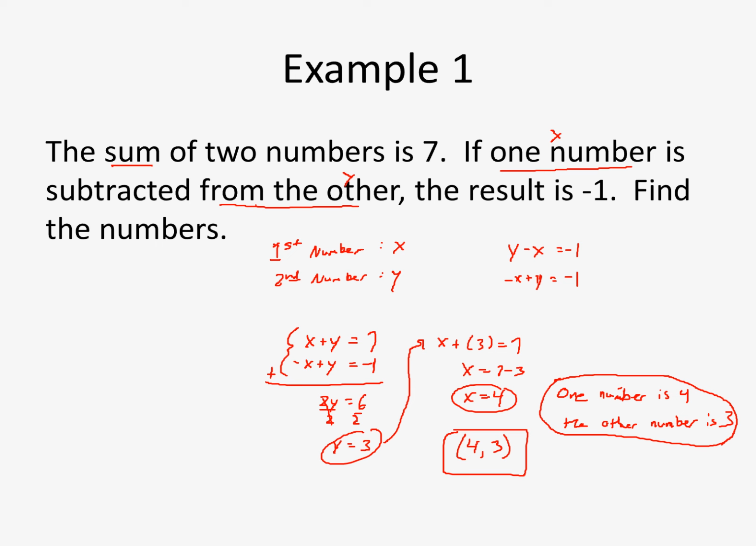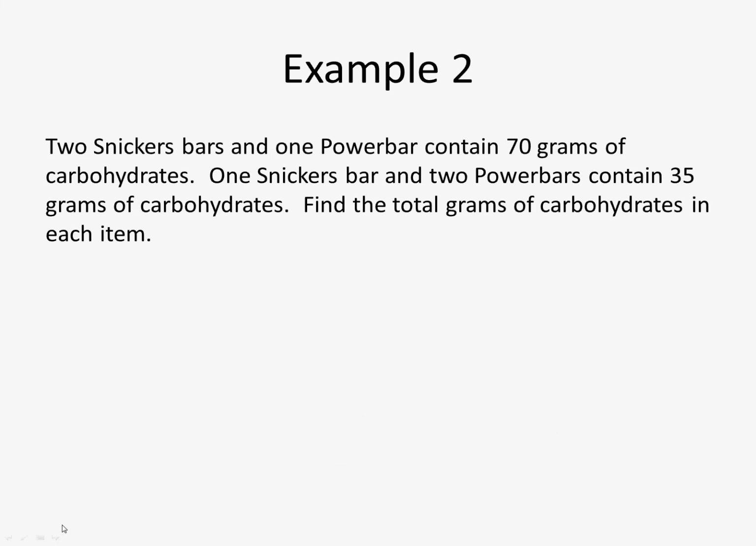Now let's look at the next problem. Okay. So in this problem it says 2 Snickers bars and 1 Power bar contain 70 grams of carbohydrates. And then 1 Snickers bar and 2 Power bars contain 35 grams of carbohydrates, and it asks us to find the total grams of carbohydrates in each item.